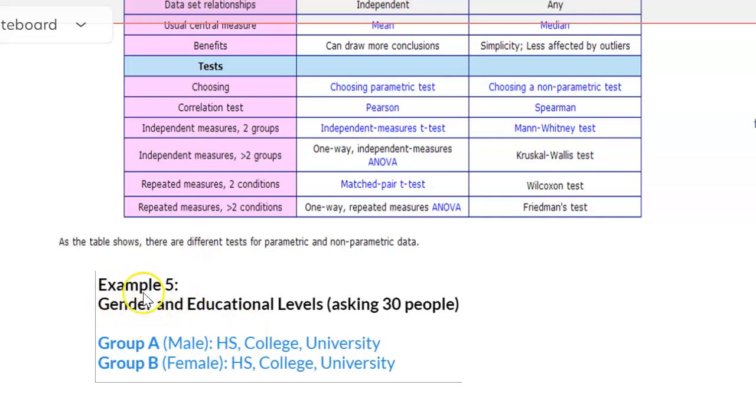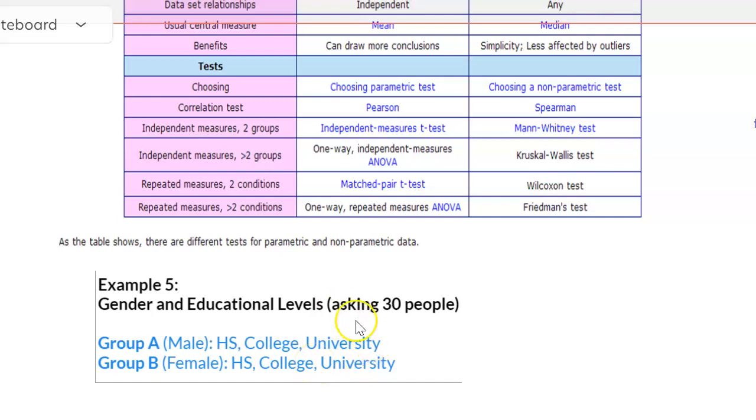Here we are testing gender and educational levels, and I'm asking 30 people. Maybe 15 people are in group A and they're male. 15 people could possibly be in group B and they're female, so gender, male and female. I want to find out their educational level. Do they have high school education? Do they have college education? Or do they have university education? And same thing for female.